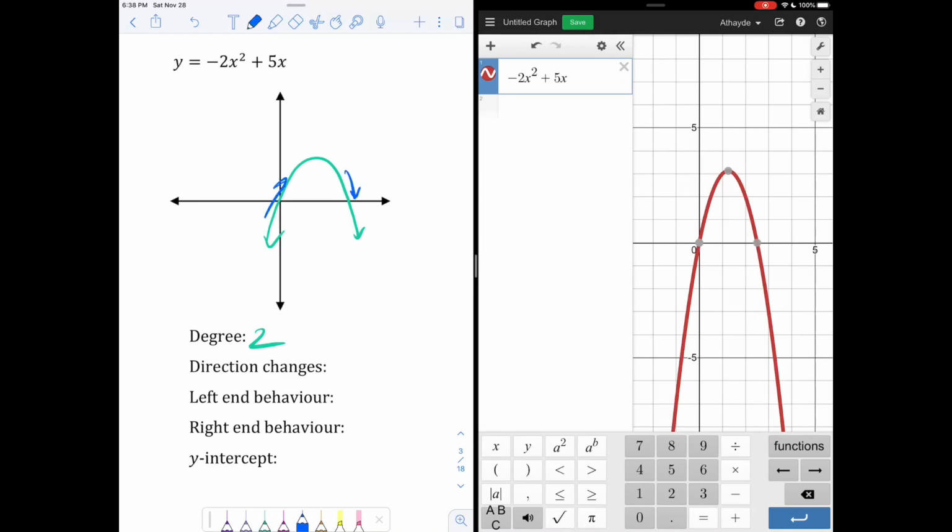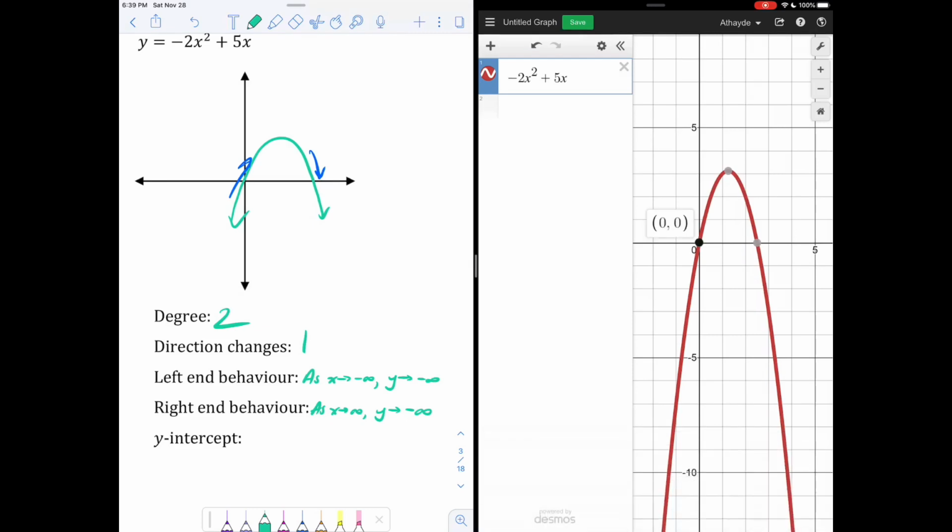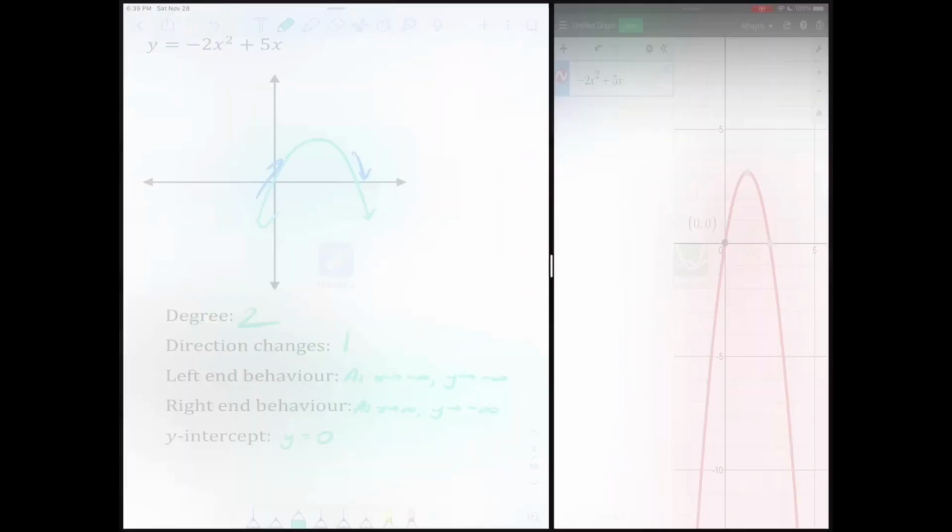It starts by going up and then it's going down, so there's 1 direction change. On the left side, as x is approaching negative infinity, in this case, y is going down. So y is approaching negative infinity. And on the right side, as x approaches infinity, y approaches negative infinity. Hey, that's just like our one on the left. So both of these ones had a right end that was going down. So weird. And the y-intercept is at 0. Thank you, Desmos, for helping us.